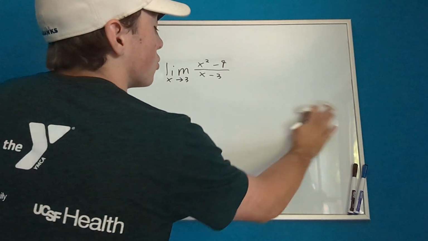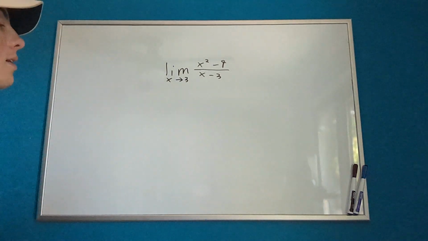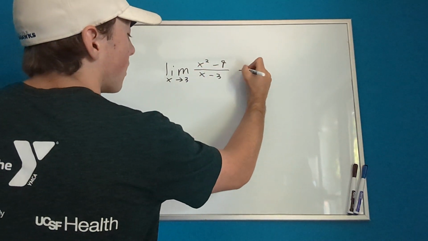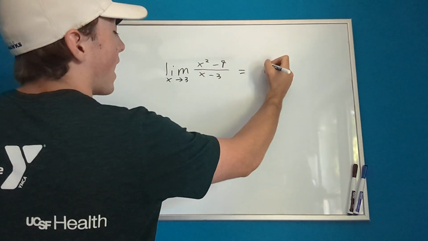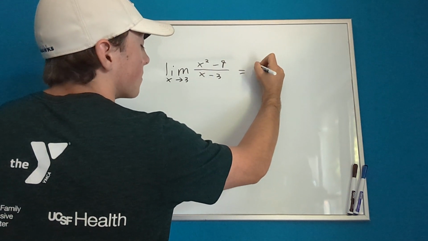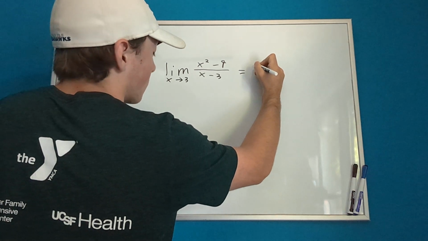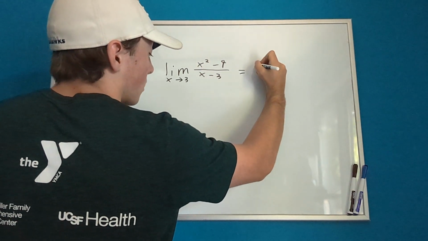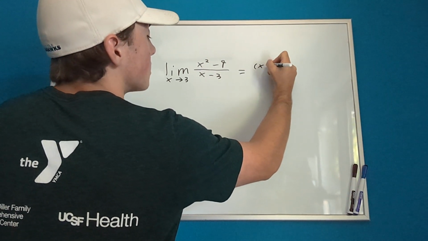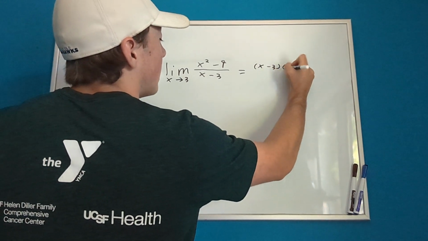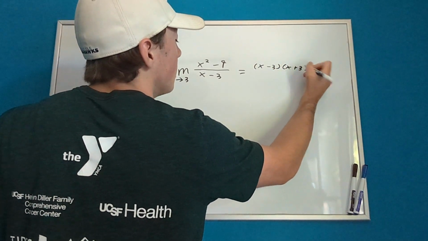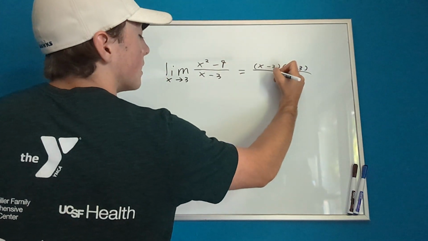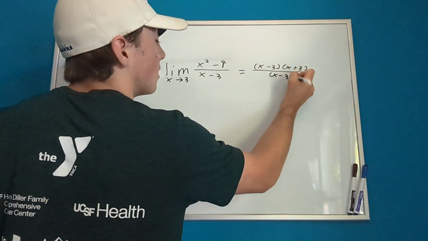So how should we change the structure of this? Well, we can say that this is equal to, let's factor this out. Let's use difference of perfect squares. These are both perfect squares, right? So this can be factored as (x minus 3)(x plus 3) over (x minus 3).